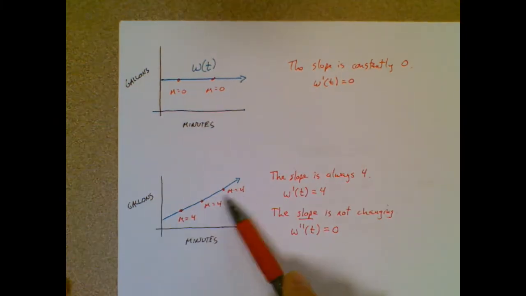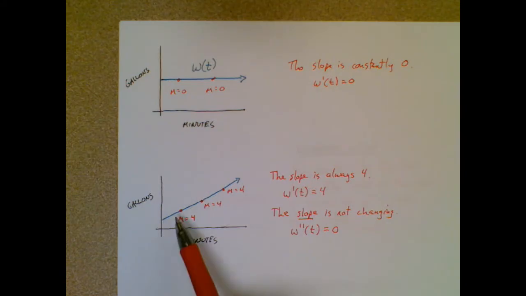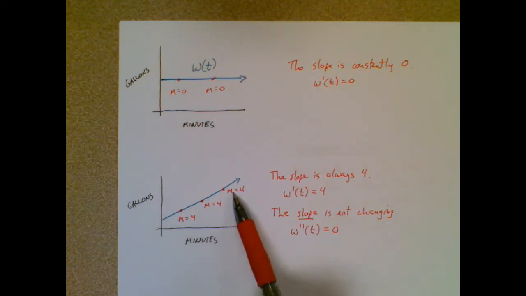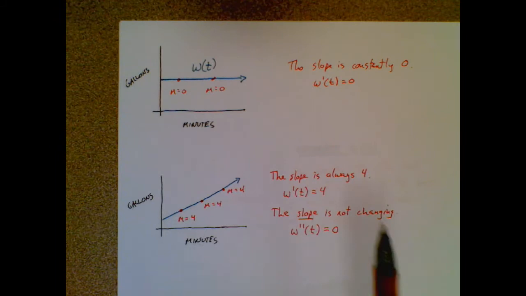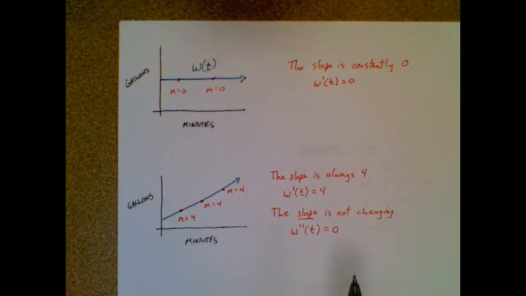This situation was slightly more concerning because water was coming into the boat, and the slope is constant, but now it's a number that's not 0. So I could say the slope is always 4, or w prime of t is always 4. But now here's where we start thinking about a second derivative.